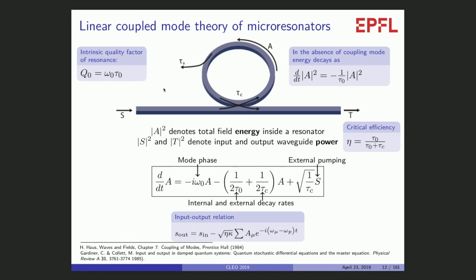Now, these equations are normalized in such a way that the magnitude of A squared denotes energy inside the resonator. In contrast, the magnitude of S squared here is the power that you launch. And so because S squared is power and A squared is energy, the two units are not the same. For that reason, there's this little non-intuitive factor of 1 over square root of tau external in front of S. That's just to get the right units and to convert a flux into a corresponding square root of energy inside the cavity. So when you have these equations and understand them, a lot of physics already immediately follows.